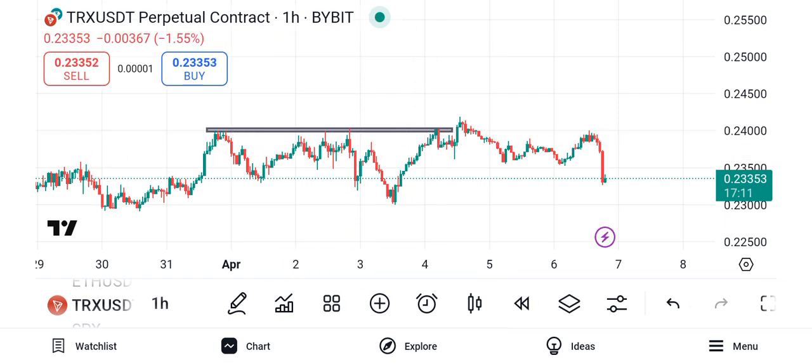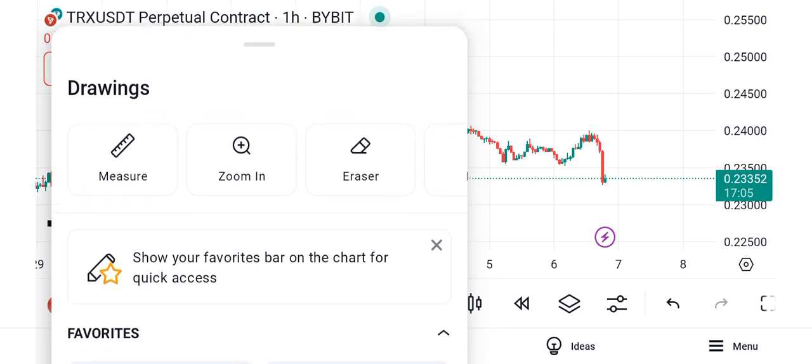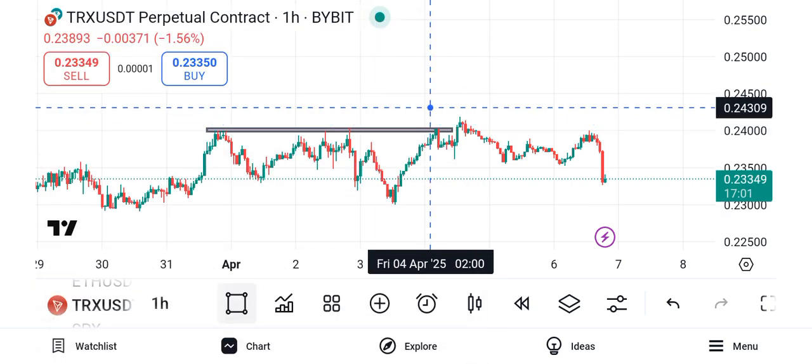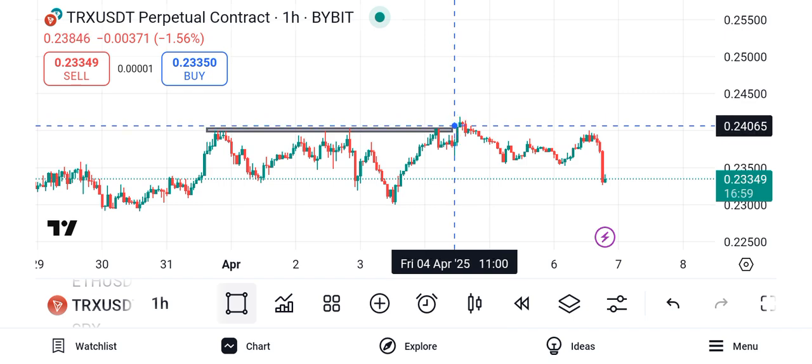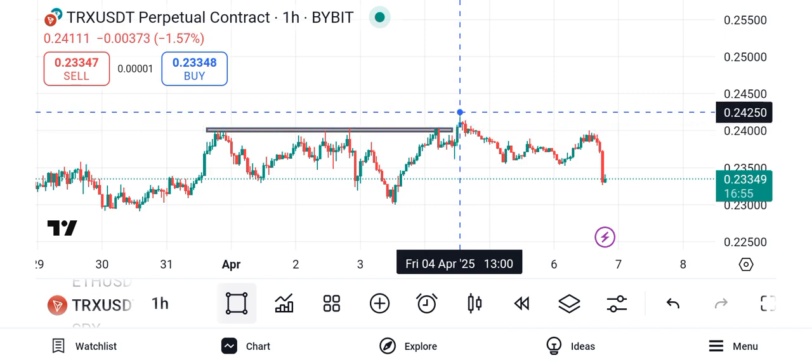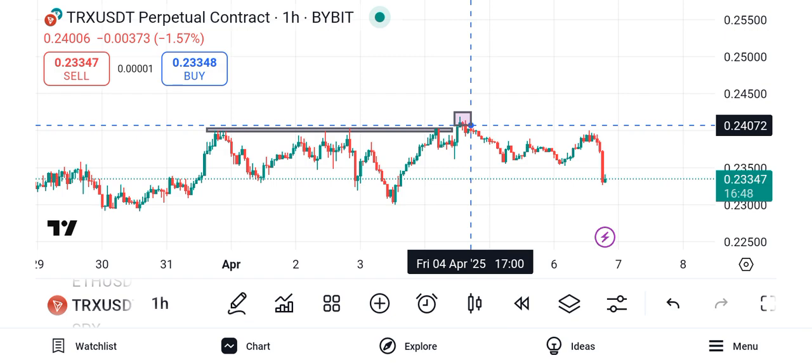Now, what happened? Whenever the big whales or the big money guys want to come into the market, if they want to sell, for example, they're going to induce the market into thinking that they want to buy, that the market wants to go up. That is what we call manipulation. Now, if you can see right here, a manipulation happened right here. A manipulation happened right here.